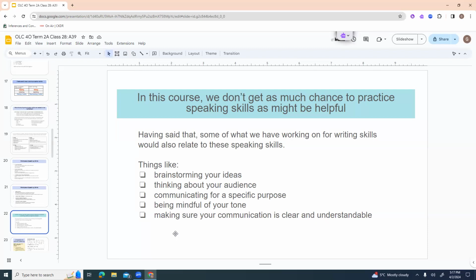And by the same token, communicating for a specific purpose. Are you trying to convince people to use a new software program? Are you trying to obtain money for your department? Are you trying to explain why you need more new computer equipment? What's going on? What are you trying to communicate with this audience?